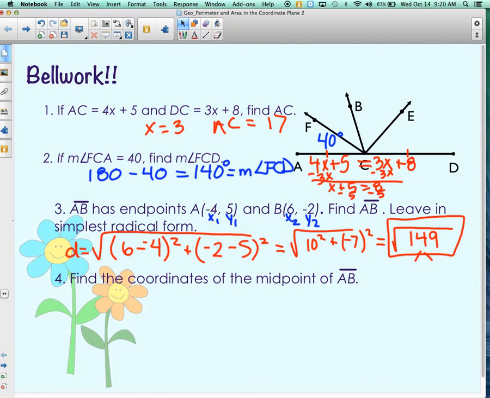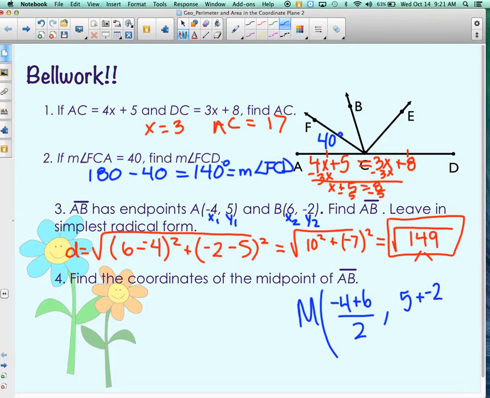Using the same endpoints, let's find the midpoint. How do I do that? It's x1 plus x2 divided by 2, comma, y1 plus y2 divided by 2. So add your x's divided by 2, add your y's divided by 2. -4 plus 6 is positive 2, divided by 2 is 1. 5 plus negative 2 is 3, divided by 2, we'll leave it at 3 halves, or for those of you that don't like fractions, 1.5. Okay? Questions on how to work this?